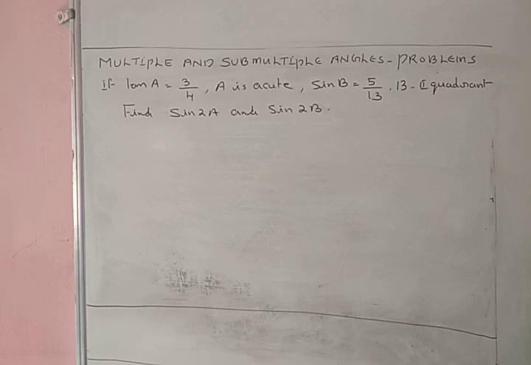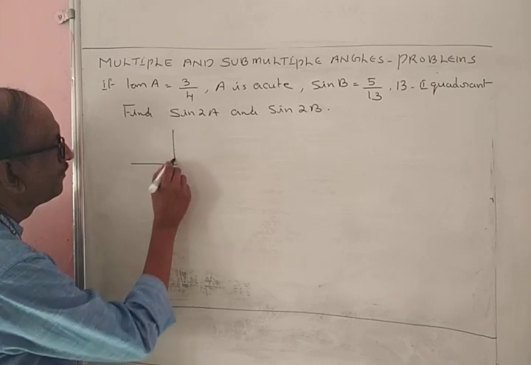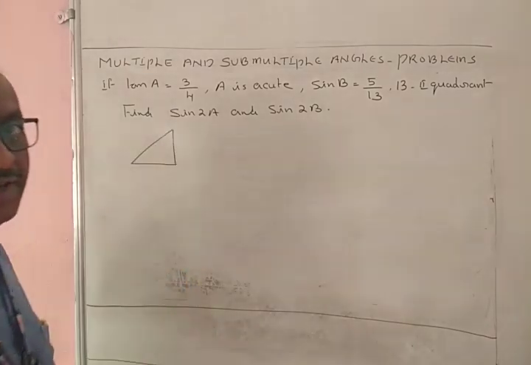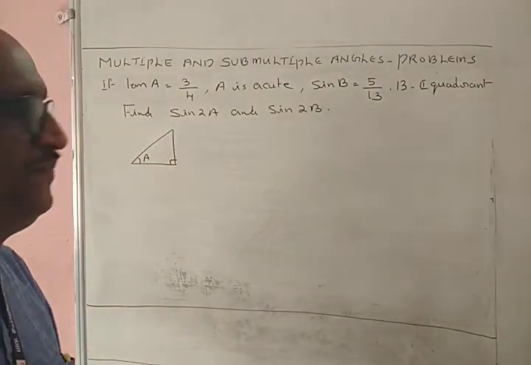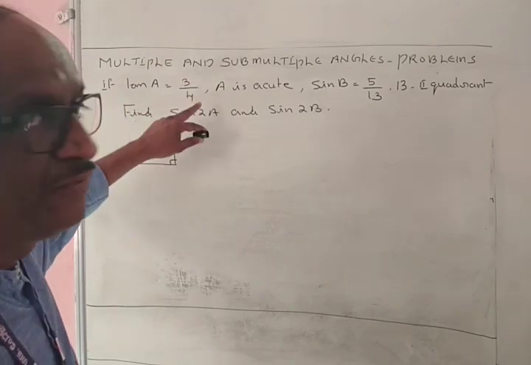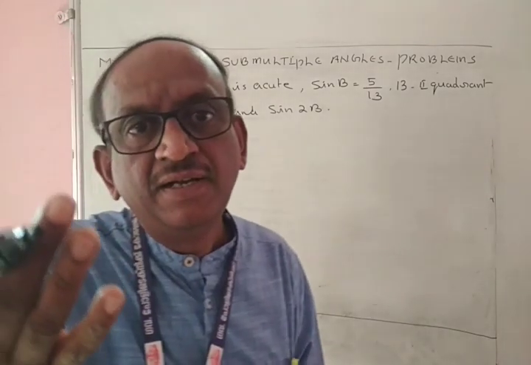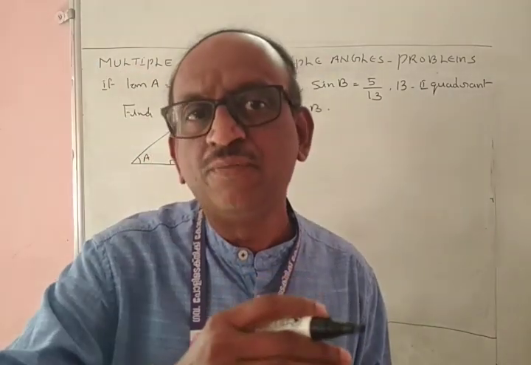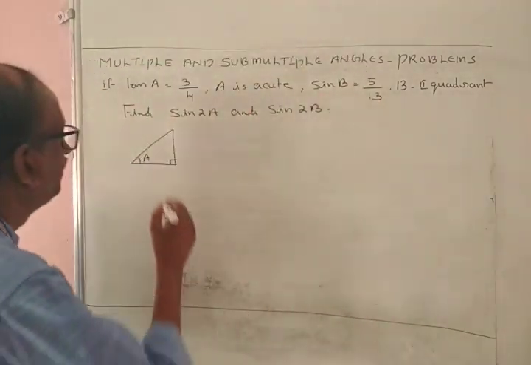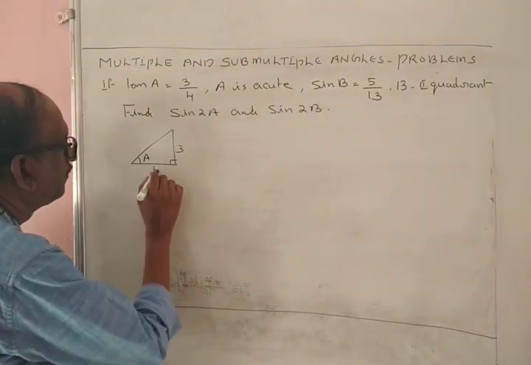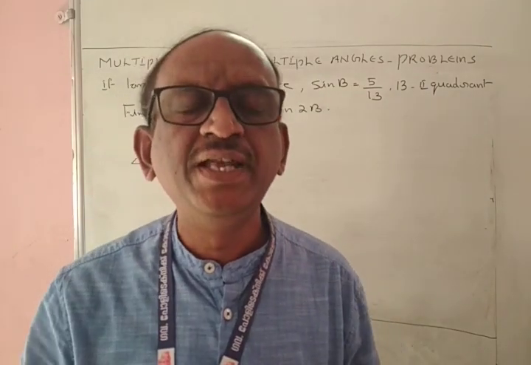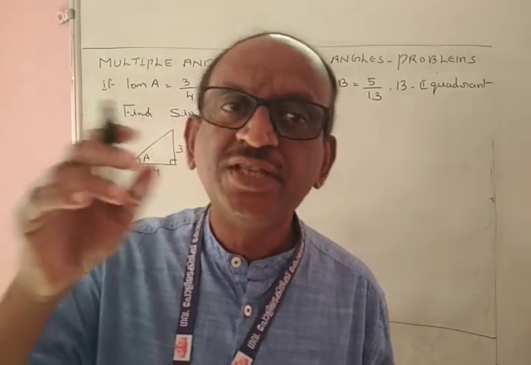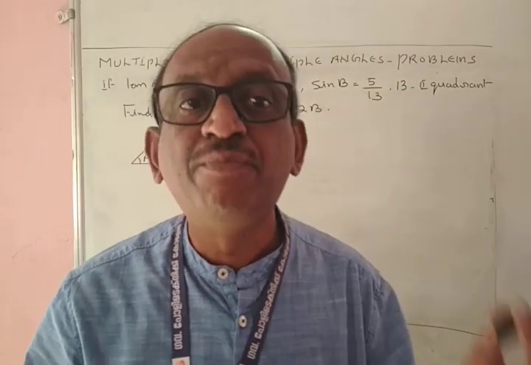You draw a right triangle and mark this angle as A, capital A. Given tan A is 3 by 4, that means opposite side divided by adjacent side. Therefore 3 is the opposite side and 4 is the adjacent side. Opposite and adjacent are known quantities and the hypotenuse is unknown. Using Pythagoras theorem, we can find the hypotenuse.